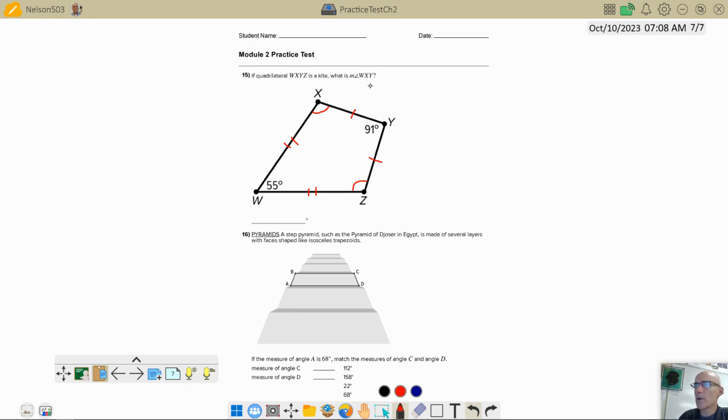So it says, how big is WXY? WXY, they want one of these guys. So there's a sum of 360 degrees in a quadrilateral, four sides, right? We could do the n minus 2 times 180 formula, but I hope you don't need that. But you could go, 4 minus 2 is 2. So we got 2 times 180. That's where the 360 comes from, right? And then we've just used up 55 and 91. 55 and 91, those two added together make 146. So that's 146. So I need to take 146 away from this guy.